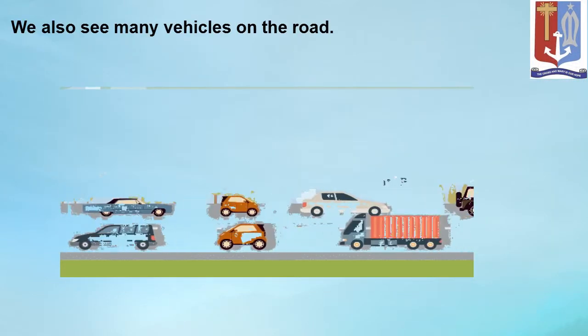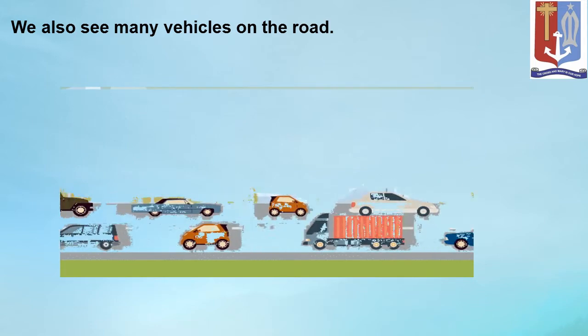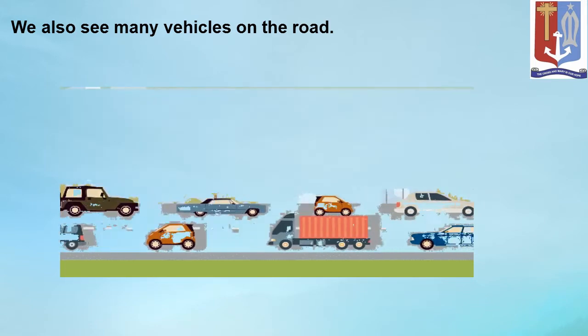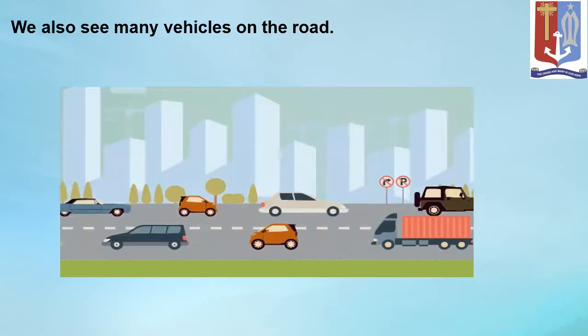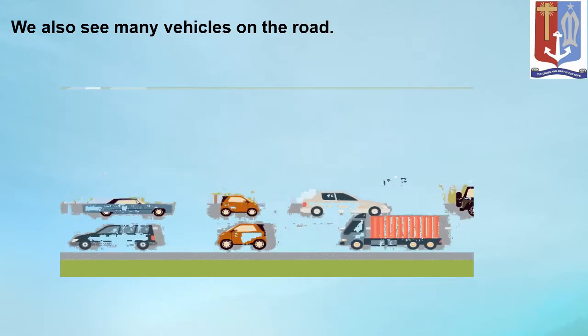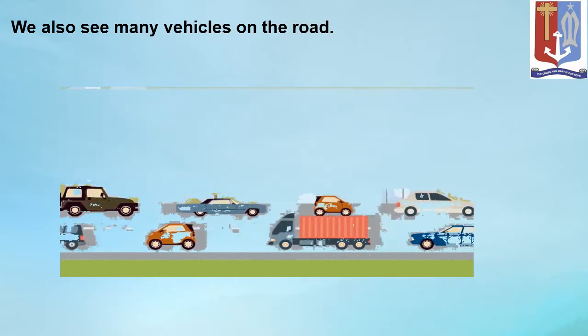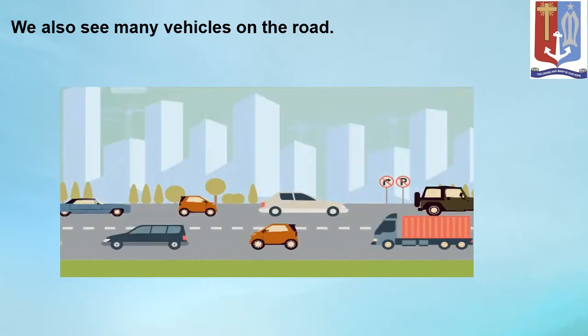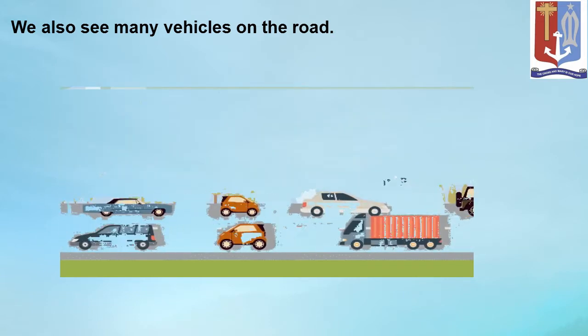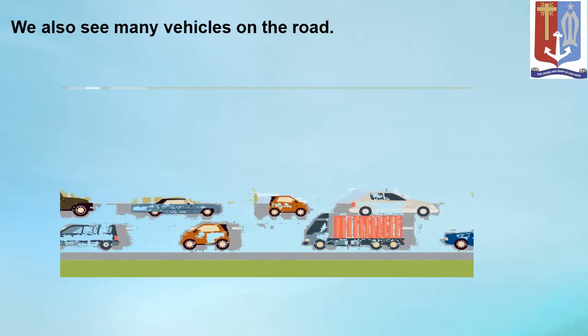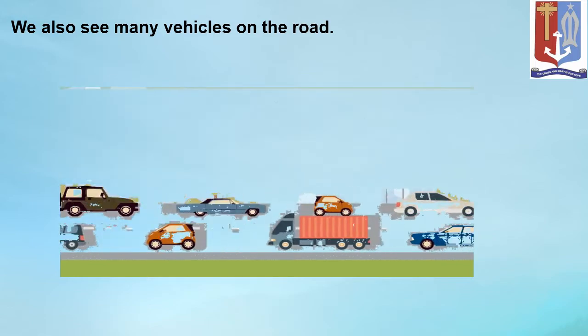We also see many vehicles on the road. So we see lots and lots of vehicles, cars, trucks, buses, motorcycles, rickshaws, taxis, lots of vehicles on the road. All the names that I've just taken are names of the vehicles. So we see a lot of vehicles on the road.